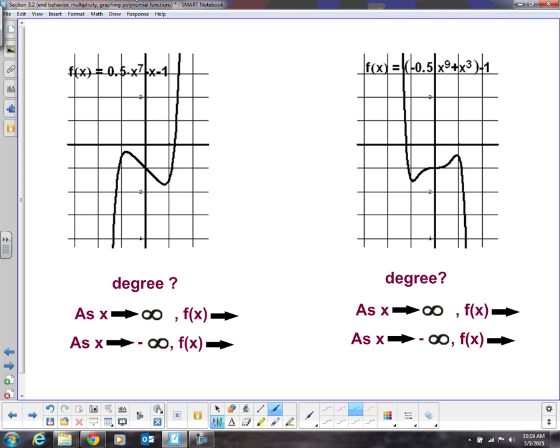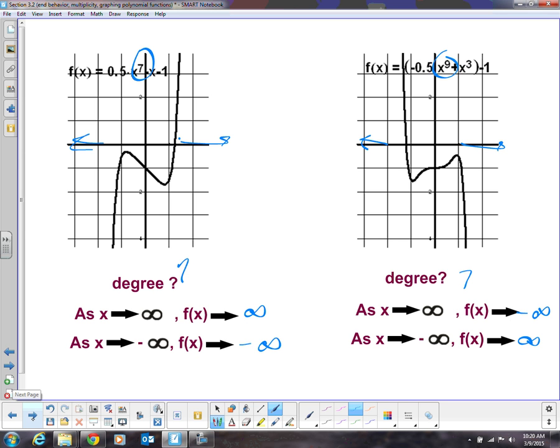Okay, what's the degree? 7? 9? It's still odd. Okay, so as x goes to the right forever, what are the y values doing? Going up. As we go to the left forever, what are the y values doing? Going down. Isn't that interesting, little bumpies?